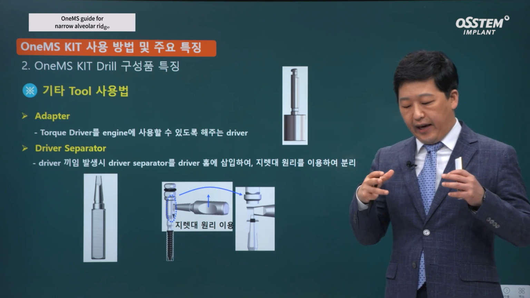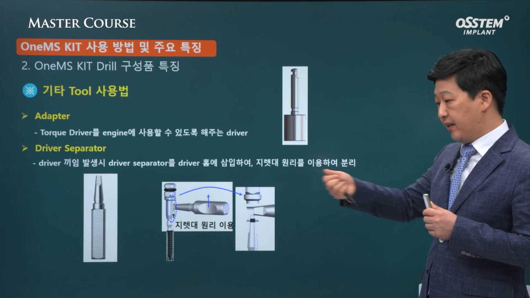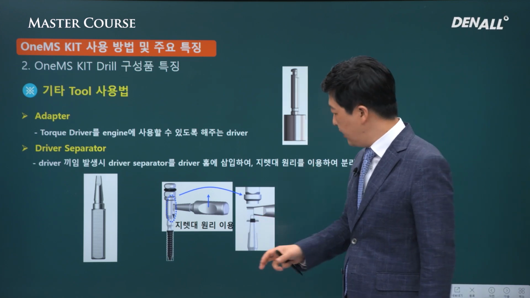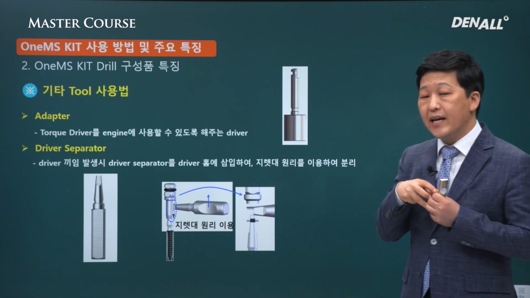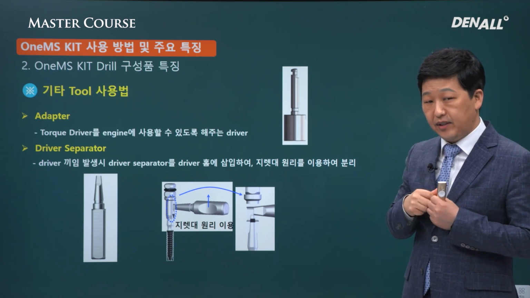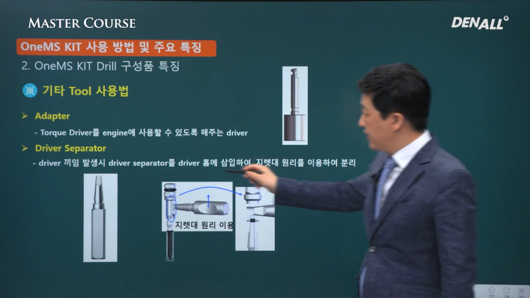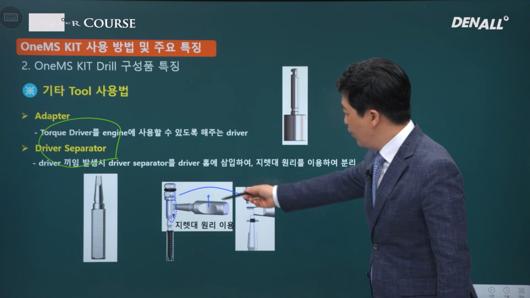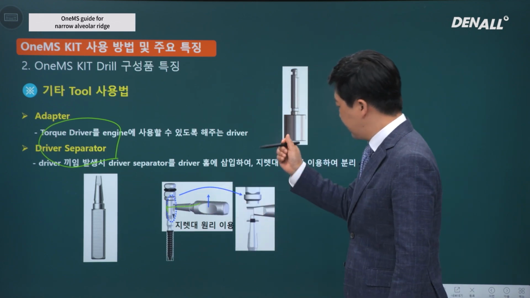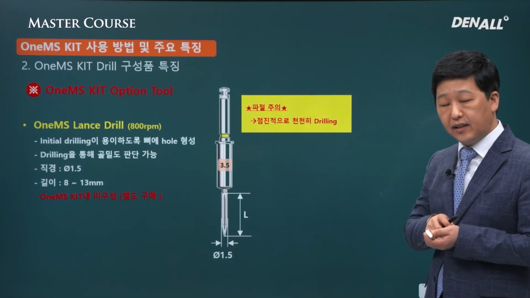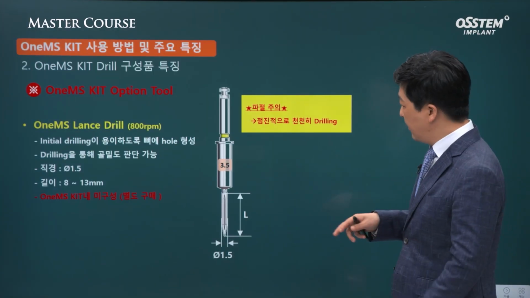In the case of D1 bone with a very strong bone quality, when you place an implant, at times it is very difficult to separate the mount adapter with the implant. In such cases, you can use a drive separator. Put it between the adapter, and if you lift it slightly, mounted driver falls out, so it's a very useful tool. For placing MS implant, when you do initial drilling, you need to use lance drill with a sharp tip.